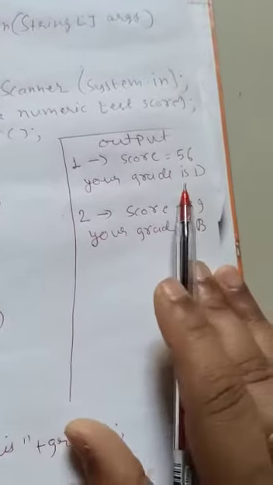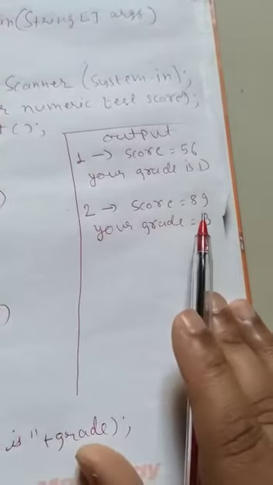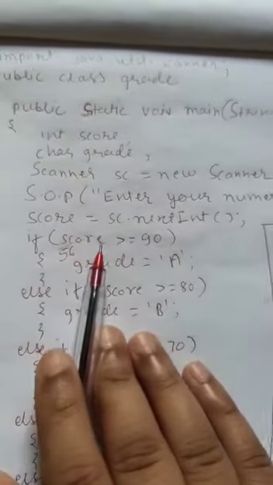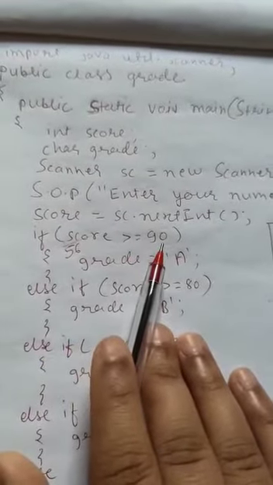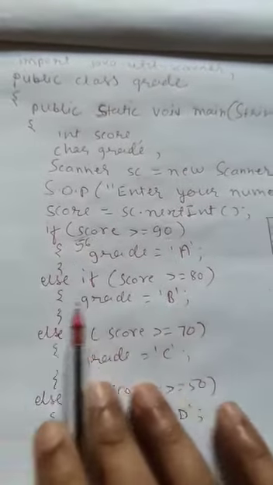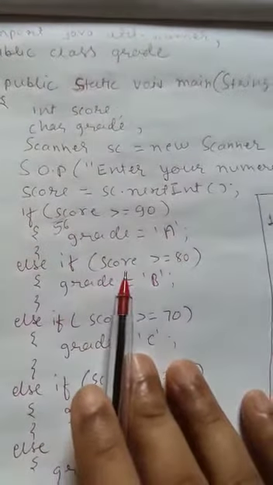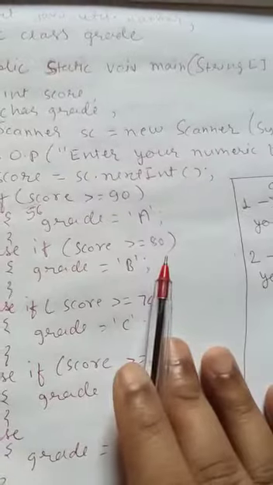Let me show you one more example with the score equal to 89. So let's check if the score is 89. Here, is 89 greater than or equal to 90? No. So we will move to the next block. Now here, is 89 greater than or equal to 80? Yes.